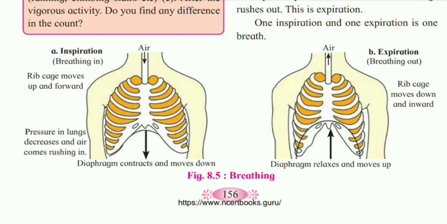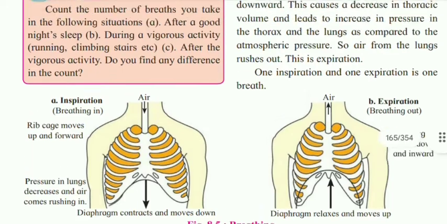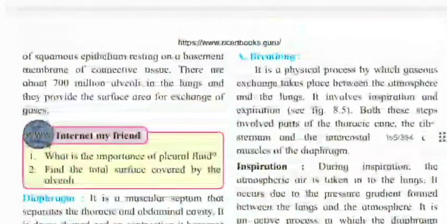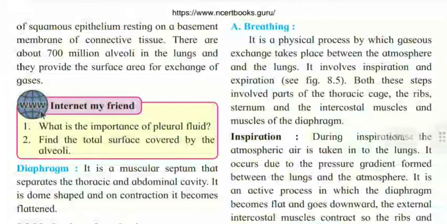And now when we expire, means during expiration, breathing out, what happens? The rib cage moves down and inward, means the lung contracts and the diaphragm also relaxes and moves up. Now let's see breathing. It is a physical process by which gaseous exchange takes place between the atmosphere and the lungs.